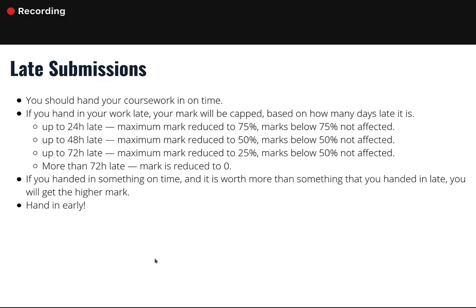There are some assessments where late submissions are just straight up not accepted, and in this course that's going to be the exam. You can't submit late in the exam, but aside from that, this policy will apply to all of the programming assignments.